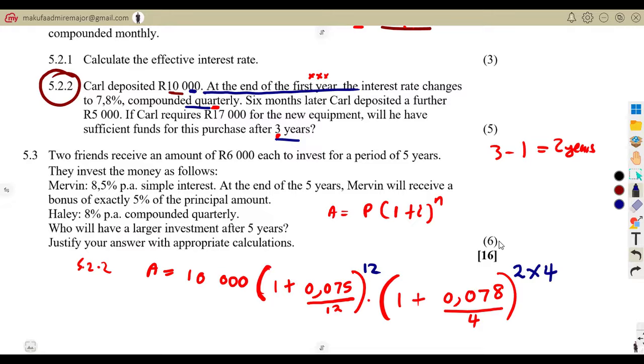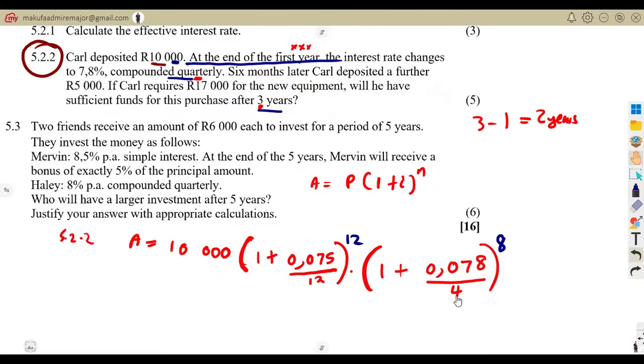So it's 2 times what? 2 times 4. All right. And 2 times 4 is going to give us what? It's going to be 8. So that's where we are having the 8 from, the 2 years compounded quarterly. So 2 times 4. All right.